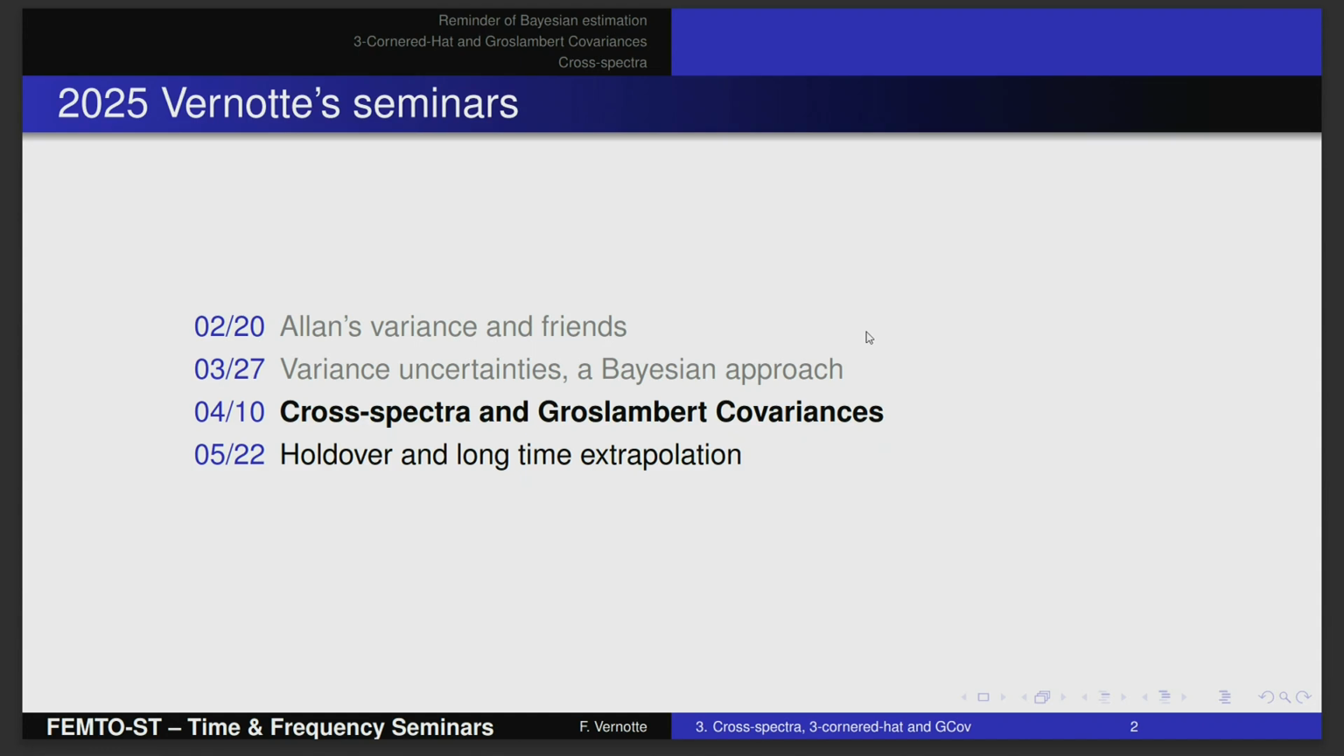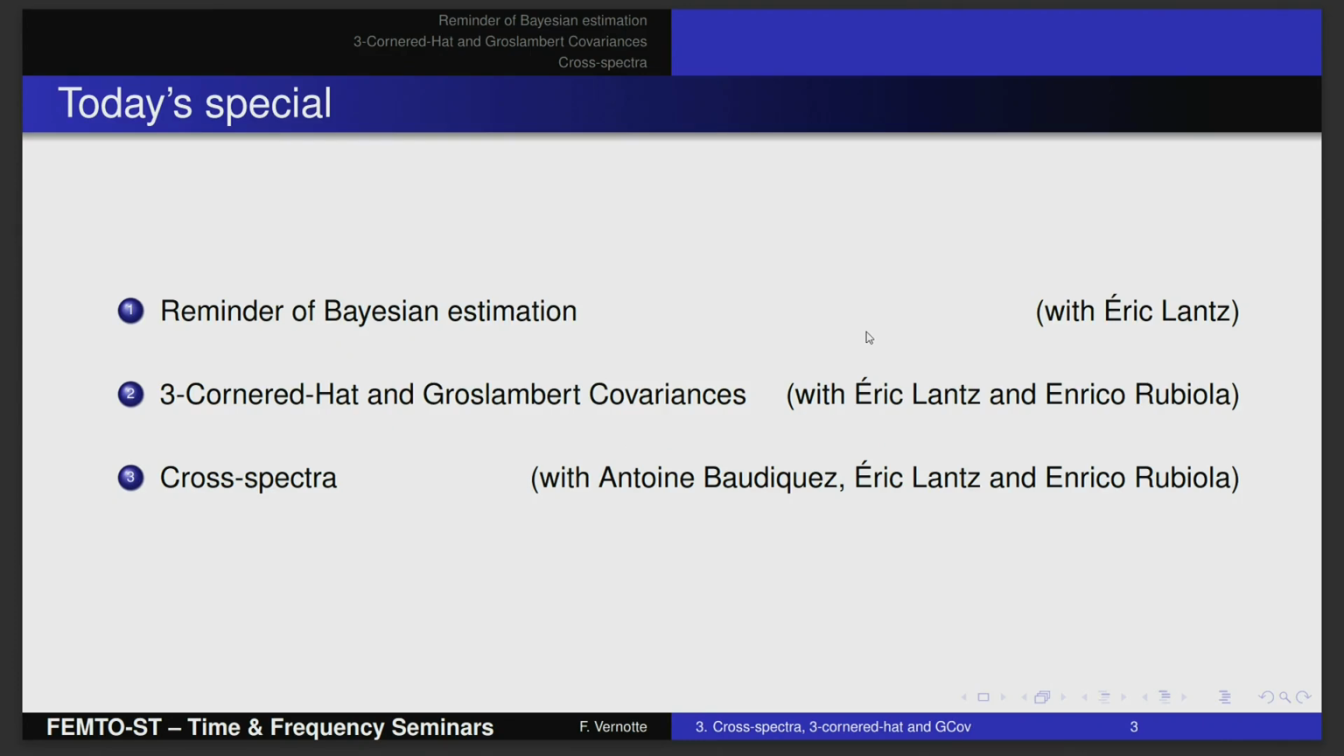It's in reverse order. And you remember that my last seminar will be devoted to holdover and long-time extrapolation. So today I will give you a brief reminder of what I presented in the latest seminar, and I will present after that an example of application of the Bayesian estimation with three-corner hat and Groslambert covariance, which are quite the same. I will describe that a little bit.